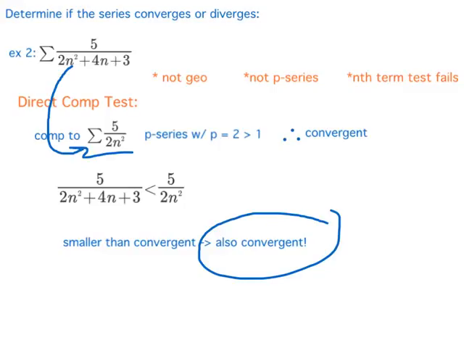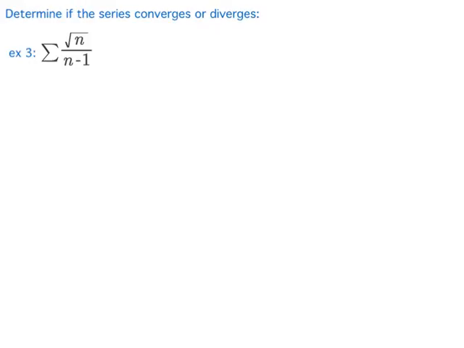Let's do another. Is this one convergent or divergent? The sum of square root n over n minus 1. All right, just going through, is it geometric? Is it a p-series? Does nth term test work? Ask yourselves those questions. And the answer to all those questions is nope. Okay, it's not geometric, it's not a p-series, nth term test, I'm going to get 0, so the test fails.